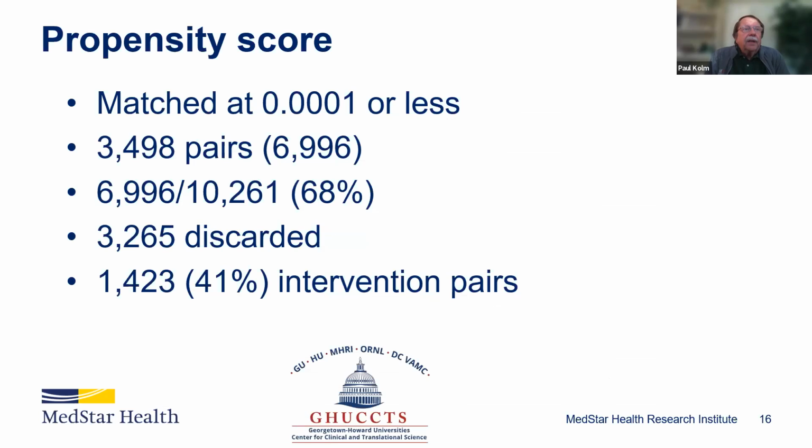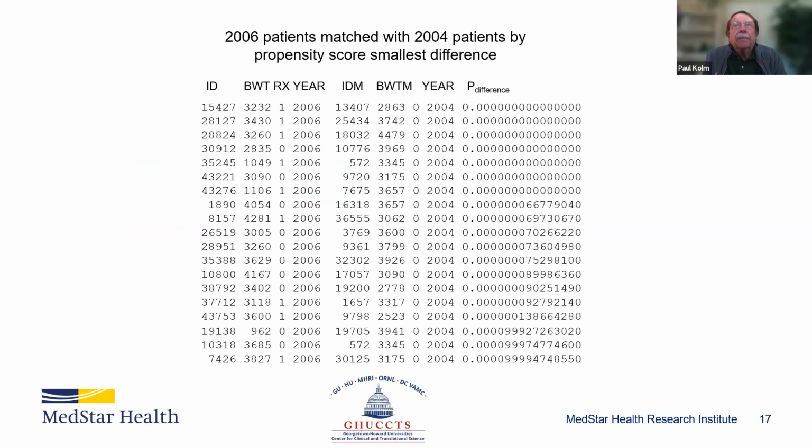So we have almost 3,500 pairs, or 68% of our total population that we have available. But it turns out that about 3,200 or so had to be discarded because we were not able to match. So we ended up with a little over 1,400 intervention pairs, which is about 41% of the total population that we had to work with.